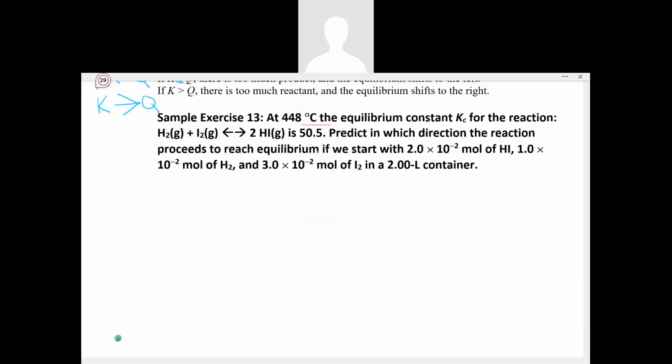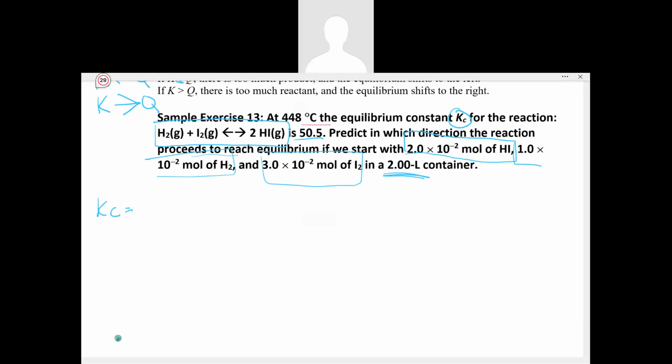So let's take a look at sample exercise 13 here. And we're given some information that at 448 degrees Celsius, our Kc value for this reaction right here is 50.5. We're going to predict in which direction the reaction would have to go. Would it shift left or shift right? Which way would it proceed to reach equilibrium if we're given some initial concentrations of our reactants here and our product? And we're given that in a 2-liter container. So we need to take that into consideration when we're plugging in concentrations.